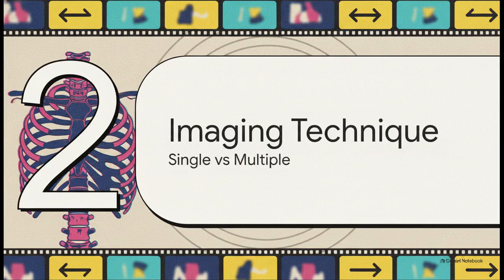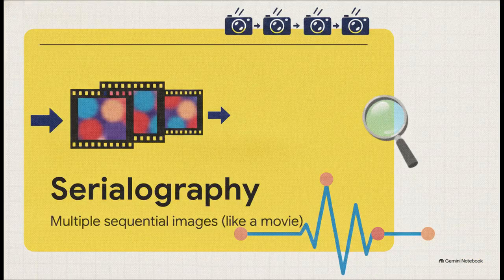Section 2, the imaging technique, single versus multiple. All right, our source rationale defines a completely crucial term here that you absolutely must commit to memory: serialography. It's a big word, but think of it kind of like a flipbook or holding down the burst mode on your smartphone camera. It simply means capturing multiple sequential images to create a dynamic, moving view of the blood flow, which, if you remember, is exactly what our initial challenge described. When a physician is taking those rapid-fire images rather than just snapping a single static picture, they are performing serialography.